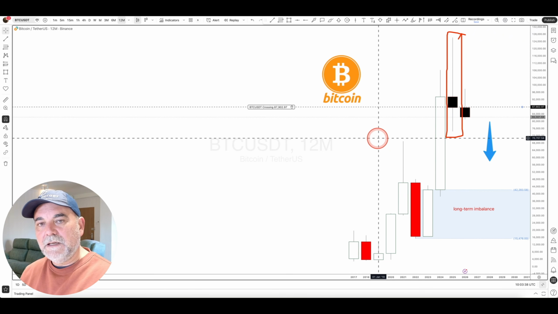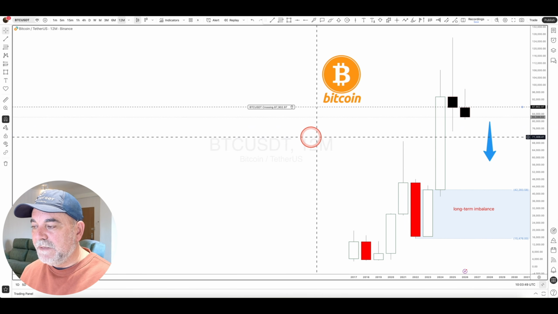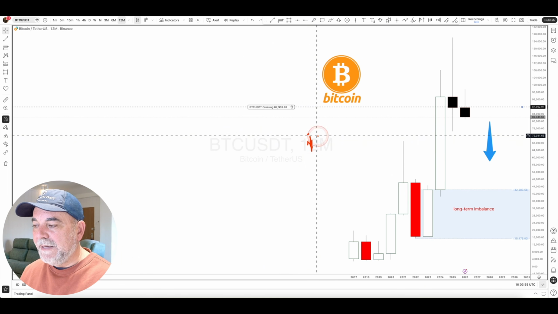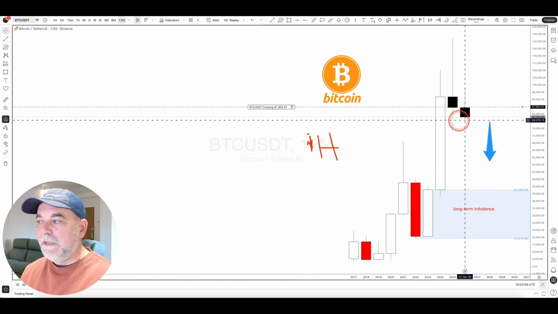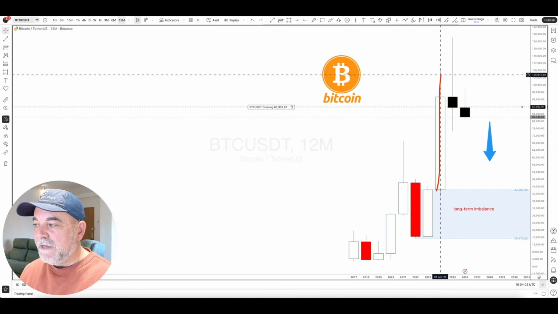Just think about it. I'm going to give you a couple of seconds. Imagine this is the 15-minute chart or the 1 hour chart. What do you think is going to happen if, instead of the 12 months, this was the 1 hour chart? What do you think is going to happen? Don't tell me that this is going to happen. Don't lie to yourself. Very strong rally.